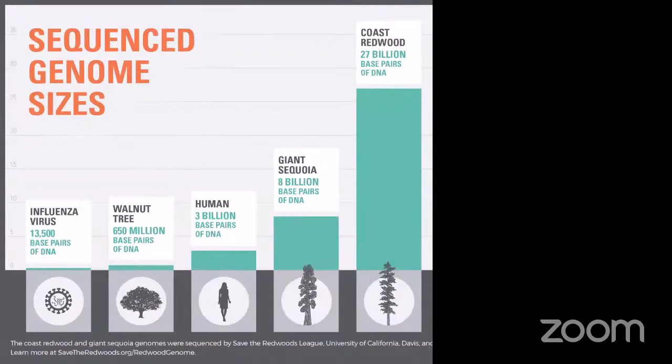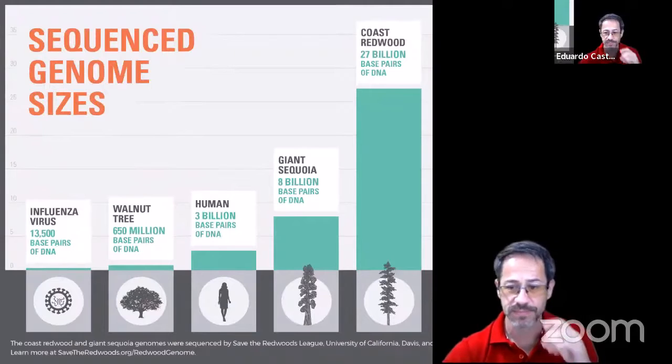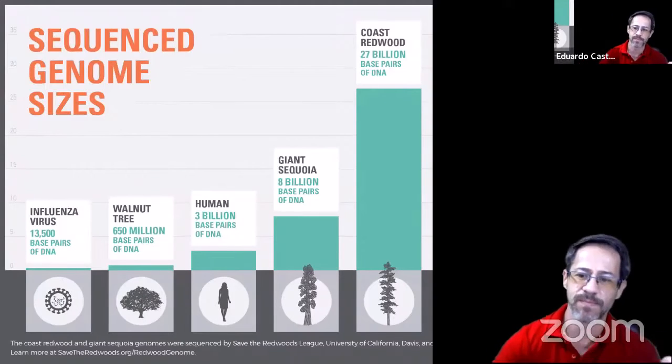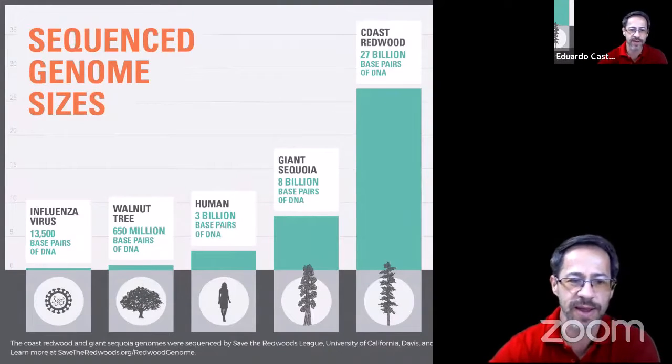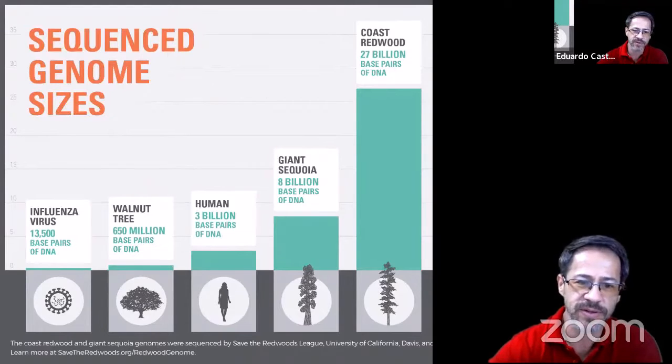And we have other examples, like in this case, some plants, some trees. First, we have the influenza virus. It has 13,500 base pairs. We have walnut tree, 650 million base pairs, human 3 billion, and we have these two very large trees that have 8 billion, and this one that has 27 billion base pairs.